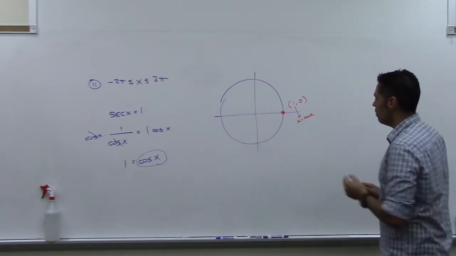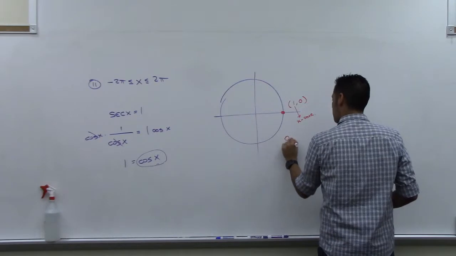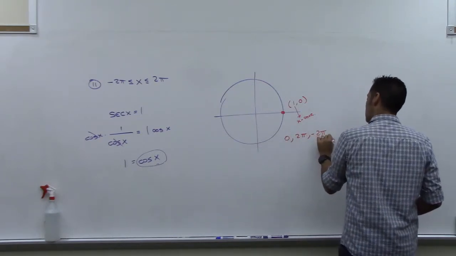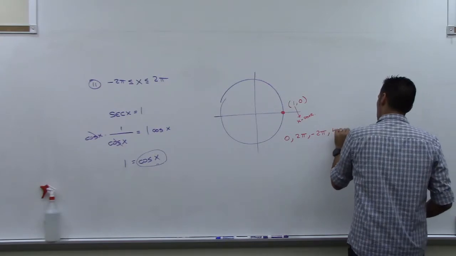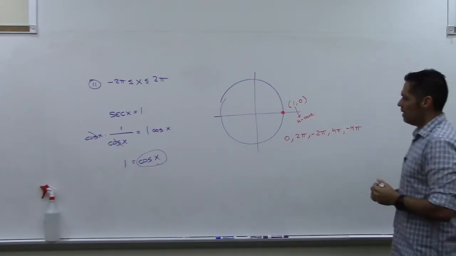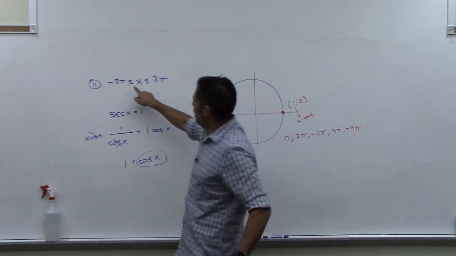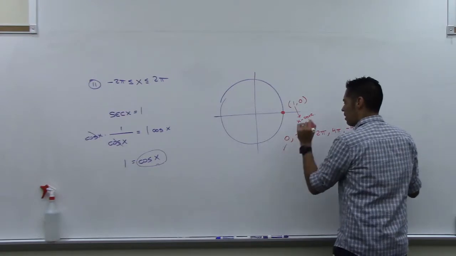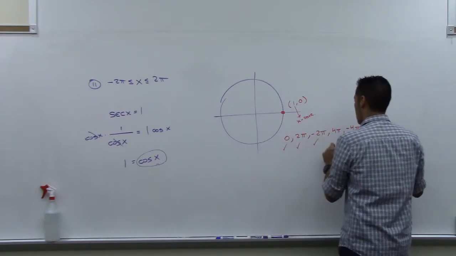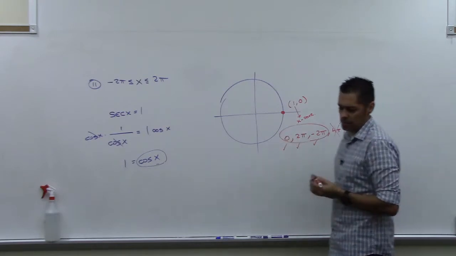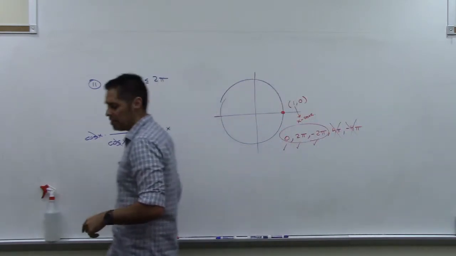So that angle is the angle 0. You could also look at it as 2 pi, or you could look at it as negative 2 pi, or you could look at it as 4 pi, or negative 4 pi. Any of those would work, right? And they only want the answers between negative 2 pi and 2 pi. So that means 0 works, 2 pi works, negative 2 pi, but these are too big. So those are our only answers. Those are the only places where secant is 1.